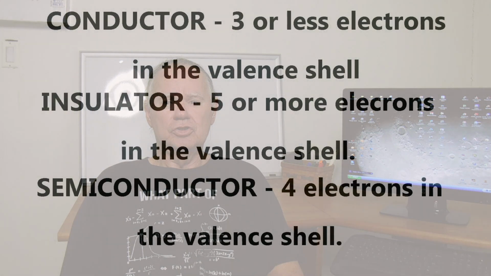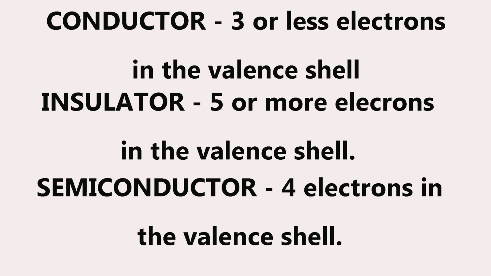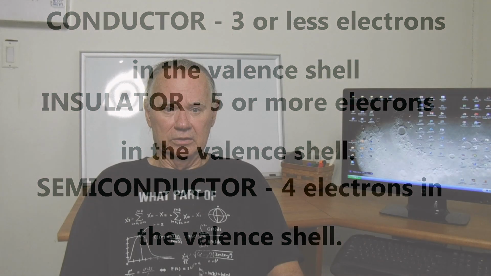But you've also got to remember that the valence shell number of electrons determines whether that particular material or that atom is a conductor, an insulator, or a semiconductor.